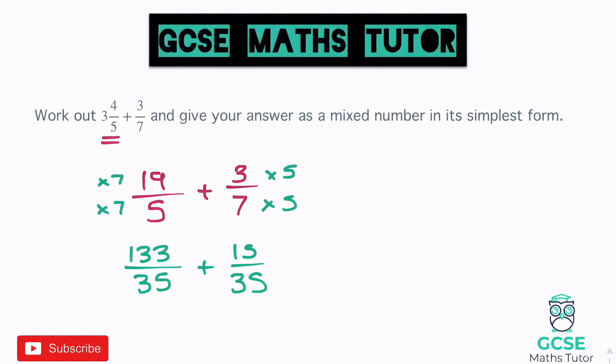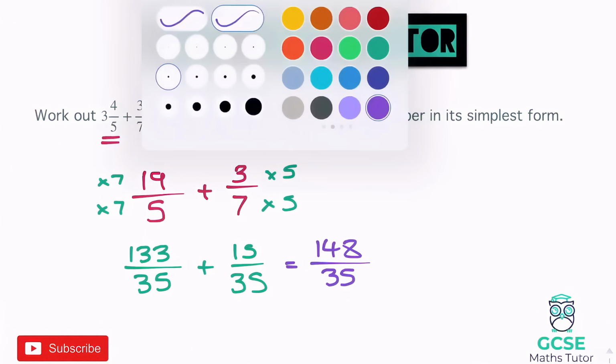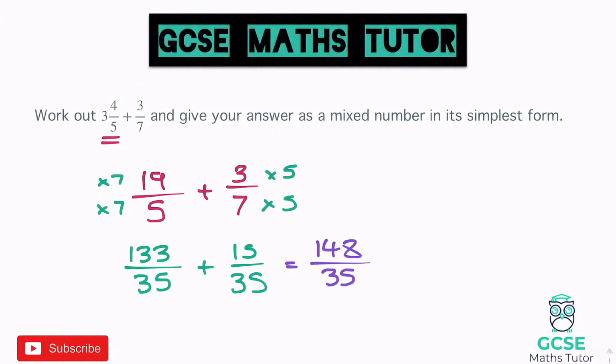So we can just add together the numerators, 133 plus 15, which gives us 148, and that is over 35, remembering that you don't add together the denominators. There we go, we've got 148 35ths. Now obviously it says here to give your answer as a mixed number in its simplest form. So it's up to you whether you try and simplify this or whether you turn it into a mixed number first, but we need to turn it back into a mixed number. So to do that I need to know how many times does 35 go into 148. That's not the nicest, so I'm just going to write down a few of the 35 times table.